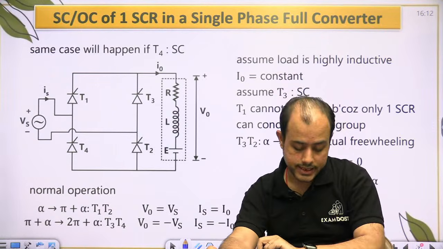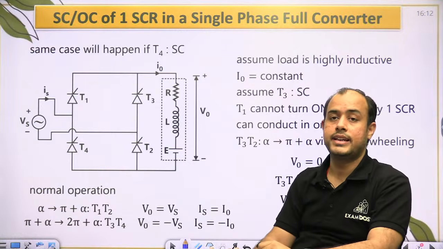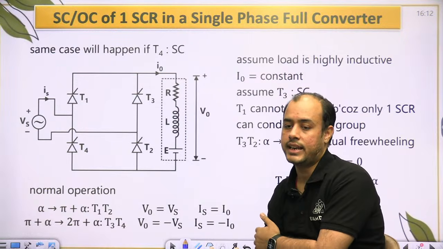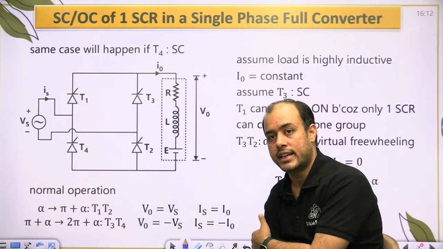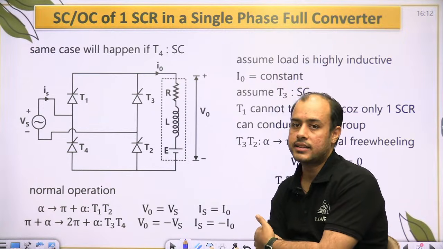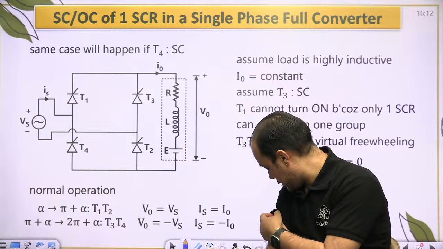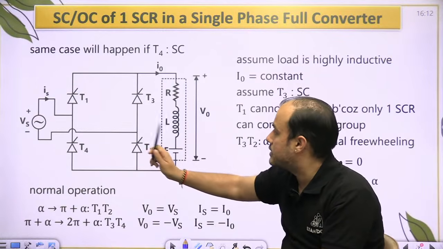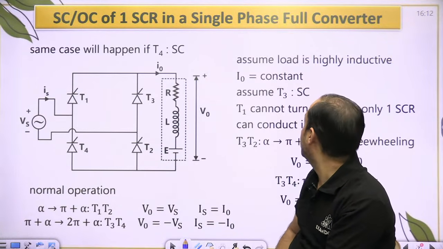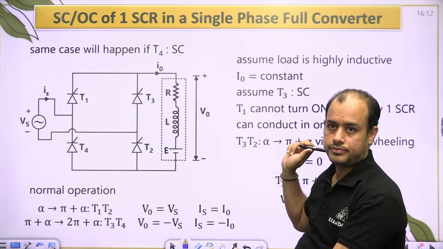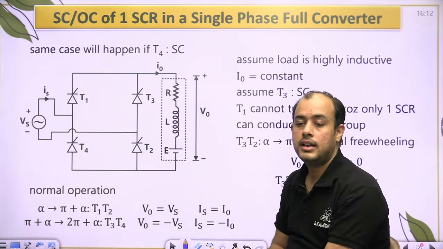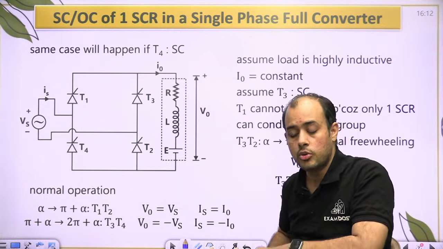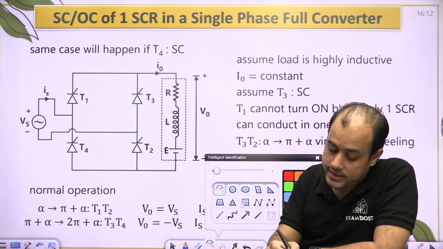So in the previous lecture beta we saw there were questions regarding shorting and opening of any thyristor or diode in a rectifier. So suppose I short circuit or open circuit one SCR in a single phase full converter. Suppose let us assume that T4 is short circuit. Sorry, I am assuming T3 is short circuit. Suppose T3 is short. If T3 is short, beta, T3 is permanently on. Now you know from one group, one device has to conduct.